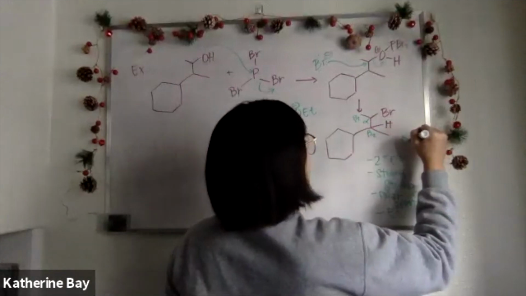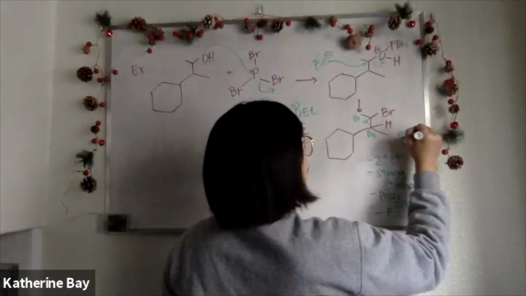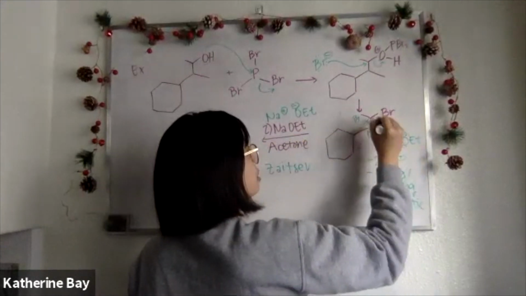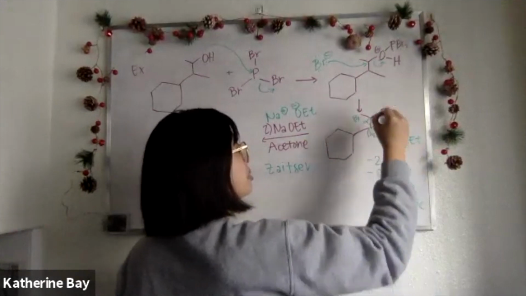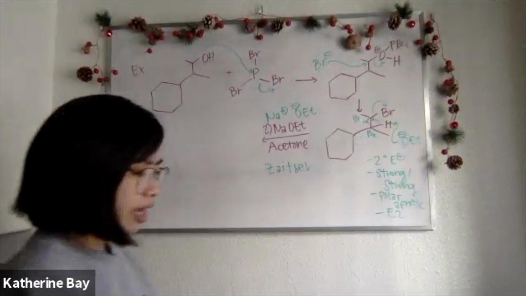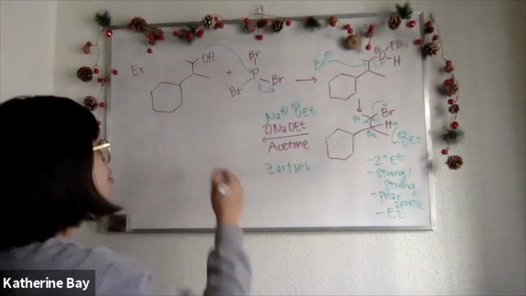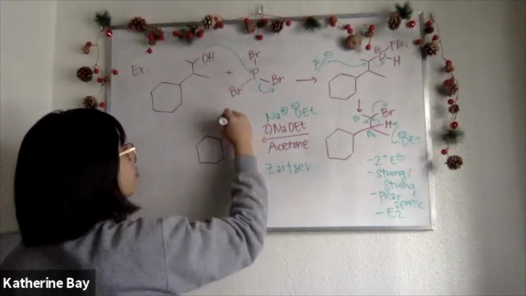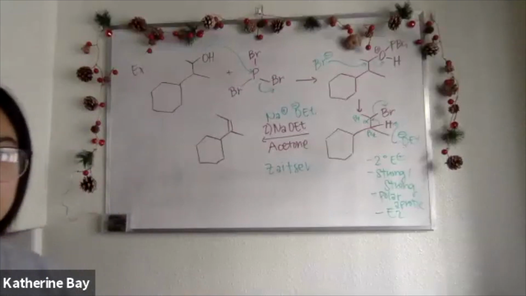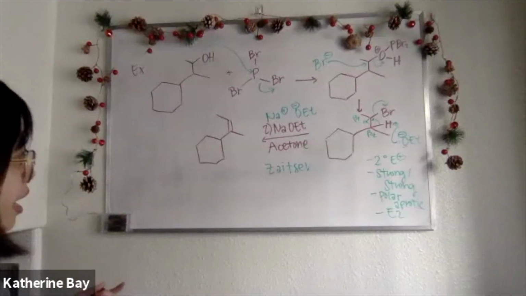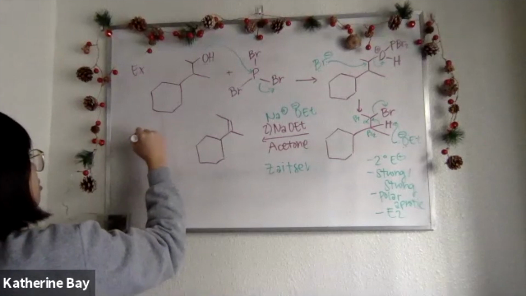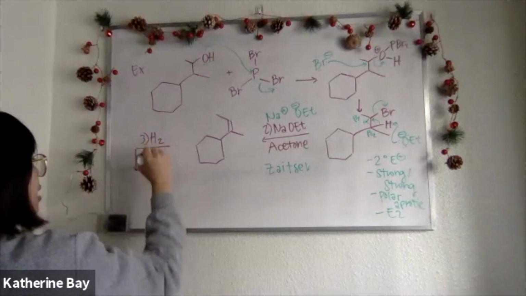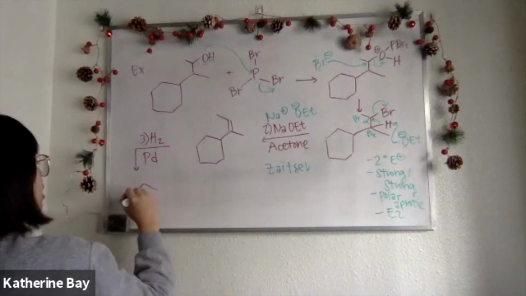So our base, OEt minus, is going to deprotonate a hydrogen from beta 2. The bond will form the alkene in between the alpha and beta 2 carbons, and our leaving group will pop off. So from here, we form our alkene intermediate for this step. And then lastly, we're just going to react it with hydrogen gas, as well as palladium as our metal catalyst. And from here, we get our final product.